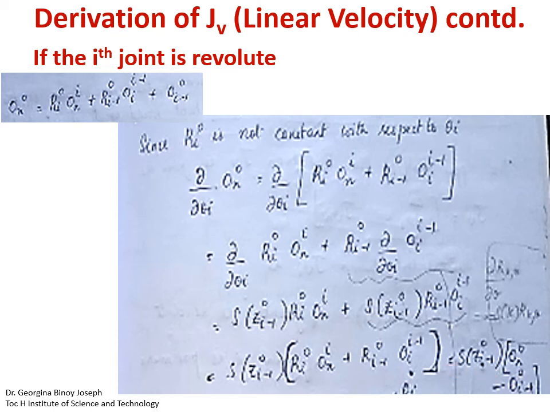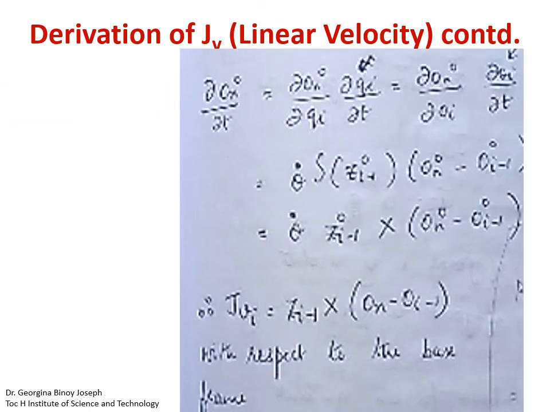The skew symmetric matrix into On0 minus Oi minus 1, 0. So continuing our derivation, dou On0 by dou Qi, that is dou theta i only, we got in the previous slide. Now we are going to do dou On0 by dou t, just like we did for angular velocity. We are going to do it just like we did for the prismatic joint, as dou On0 by dou Qi into dou Qi by dou t.